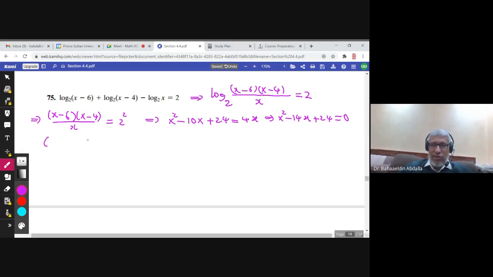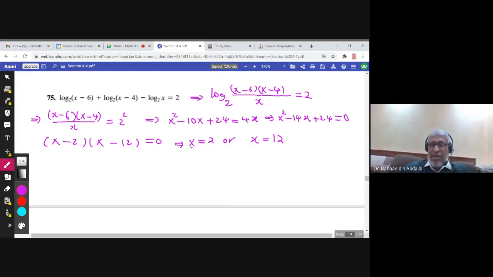You try to solve this equation by factoring, x times x, and you search for two numbers. Their product is 24 and their sum is negative 14. Well, 2 times 12 is 24. So negative 2 times negative 12 would be 24, and negative 2 plus negative 12 would be negative 14. So either x is 2 or x is 12. Now you have to check both answers.